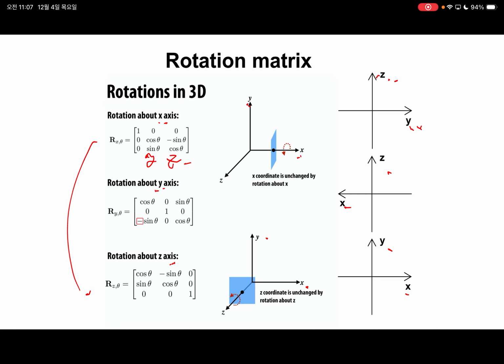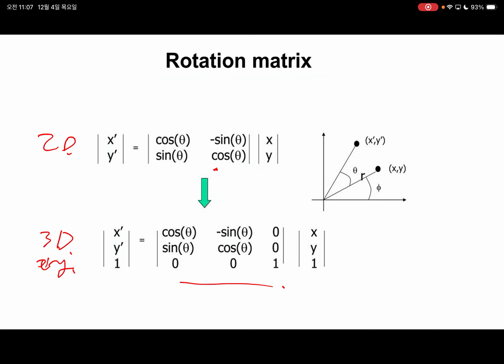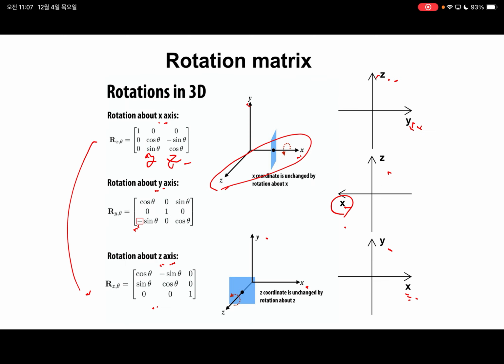But if we do rotation about the Y-axis, it's a little bit different. For the Y-axis, we need to get the XZ plane. But in the XZ plane, you can see that if you convert that, the direction of X is opposite. So we need to take a minus sign here. And for rotation about the Z-axis, we have XY. This is just the same rotation matrix as the 2D one. So we can multiply the different rotation matrices to accumulate rotations. And this shows the basic rotations for each X, Y, and Z axis.